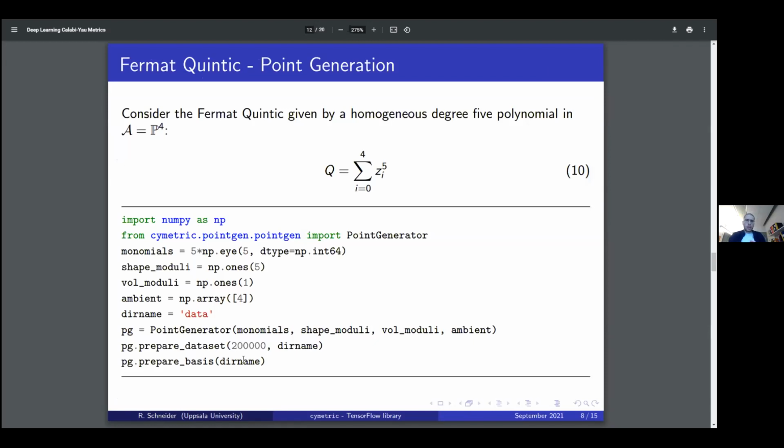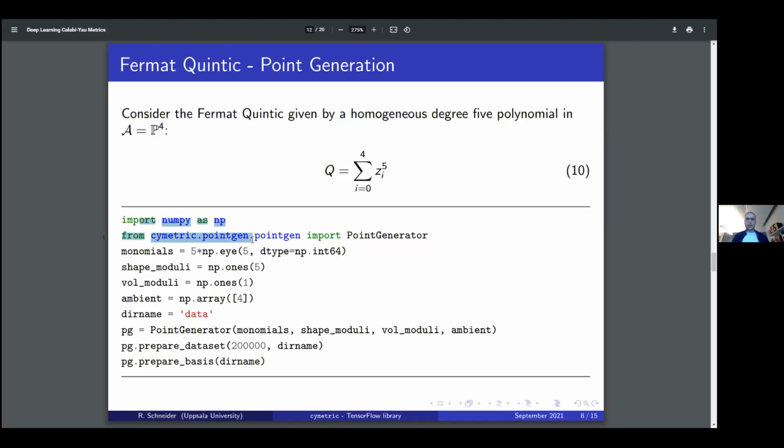Good. So let's start with an example. We consider the Fermat quintic, which I think most of you will know, have seen before in your life, which is just a homogeneous degree 5 polynomial in P4. And this Fermat quintic we can also set up with the package. So I'm going to have about 20 lines of code here. I hope people are probably not going to be super familiar with Python, but Python usually reads very much like pseudocode. And I'll briefly go through these lines and explain what we're going to do here.